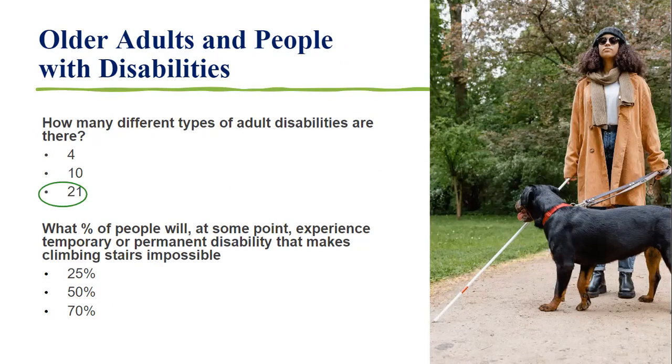I was surprised by that when I first learned that there are many different types of disabilities. There are certain ones that come to mind right away, but we really need to be careful not to automatically think about a person in a wheelchair, for example, because there are many different types of adult disabilities. So the next question is, what percent of people will at some point experience a temporary or permanent disability that makes climbing stairs impossible? Is it 25%, 50%, or 70%?